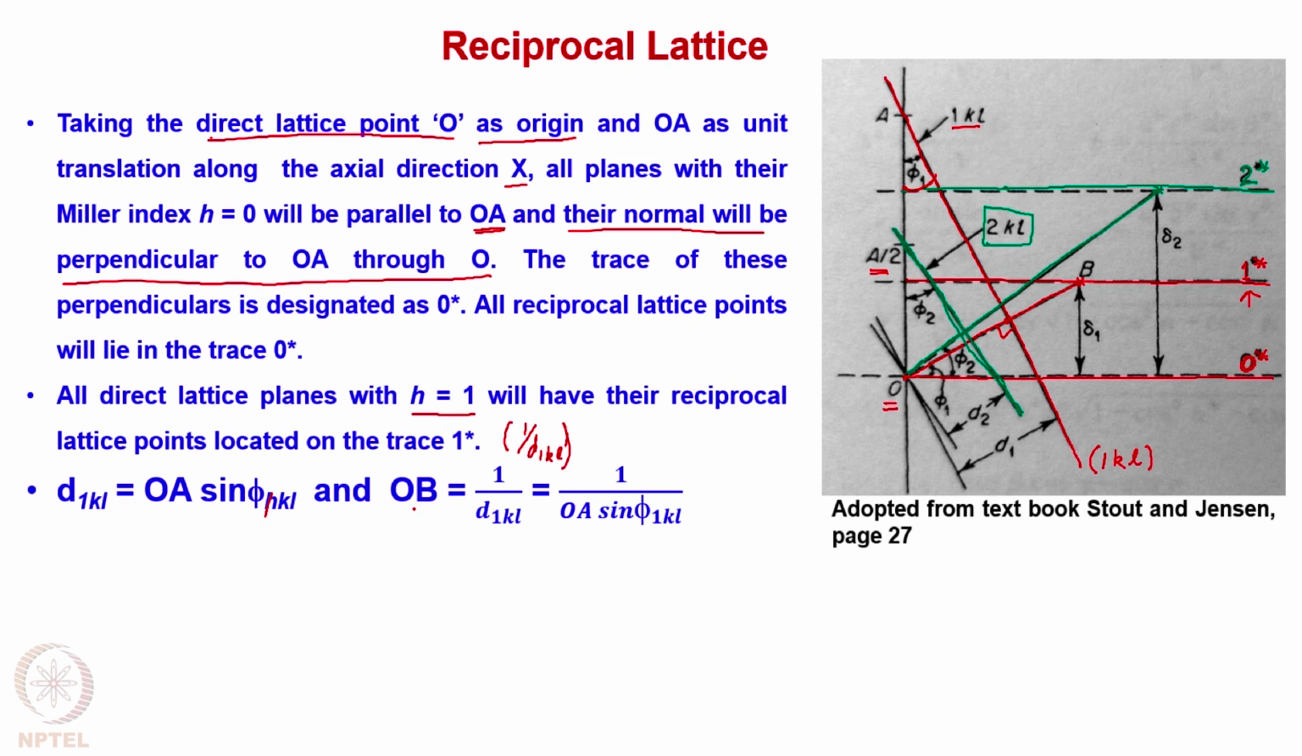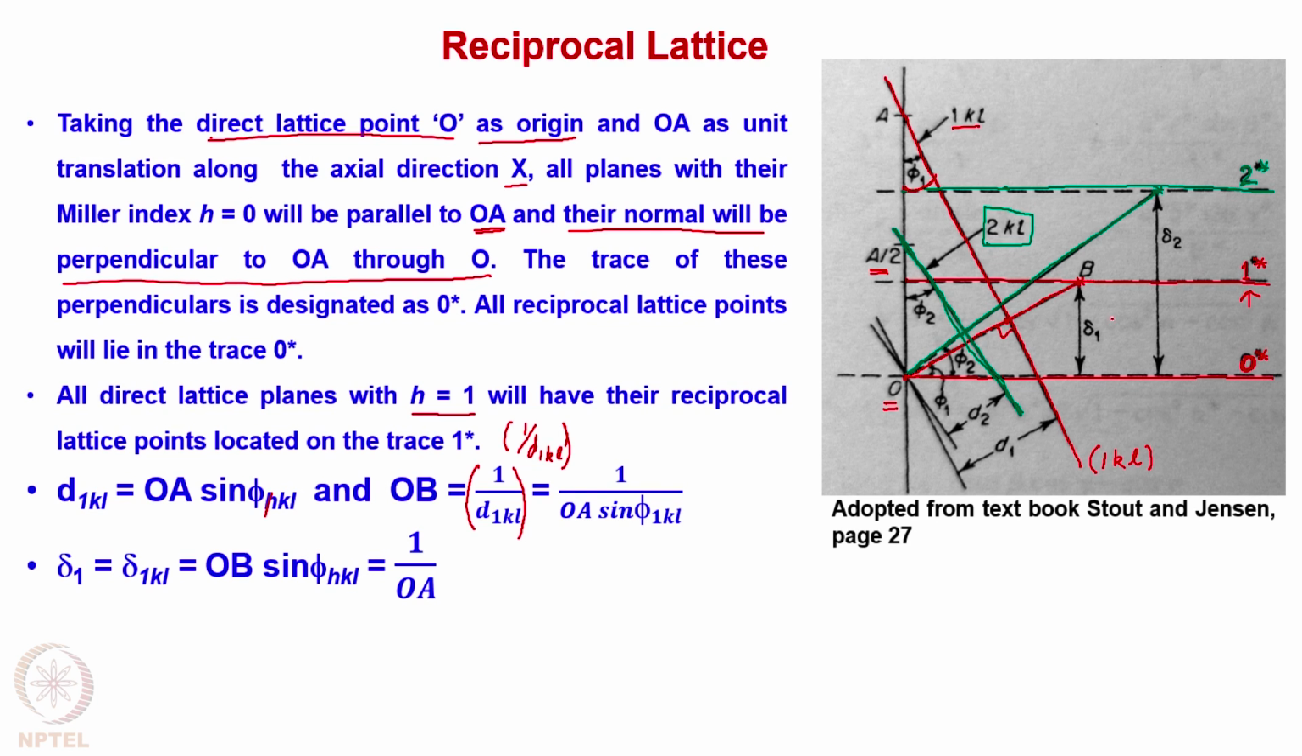And similarly, OB is a distance which is 1 by d1kl, right? We cut this normal at point B, which is at a distance 1 by d1kl. So, OB is equal to 1 by OA sine phi 1kl.